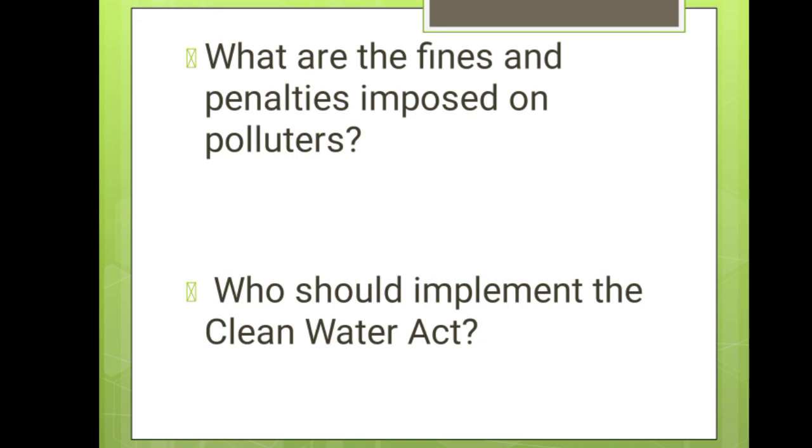In cases of gross violation, a fine of not less than 500 pesos but not more than 3 million for each day of violation. Criminal charges may also be filed. Who should implement the Clean Water Act? The DENR is the primary government agency responsible for the implementation and enforcement of this act, with the support of other government organizations, local government units, non-government organizations, and the private sector.